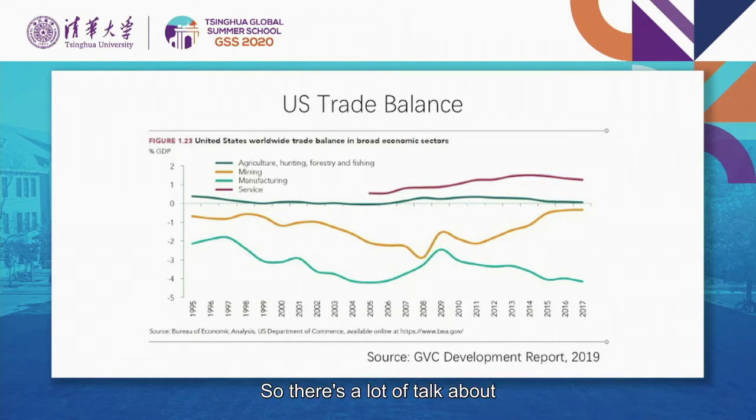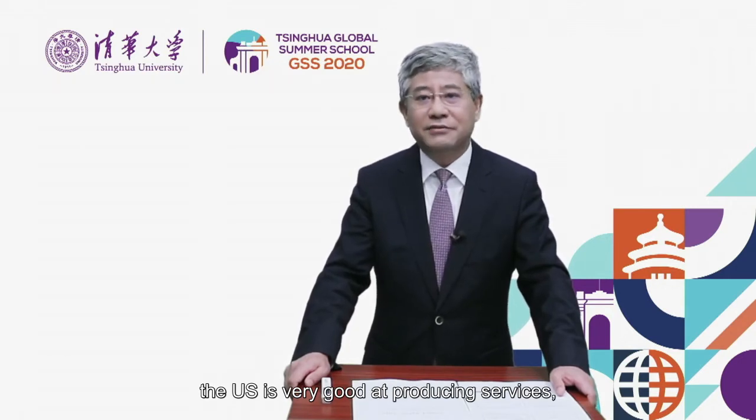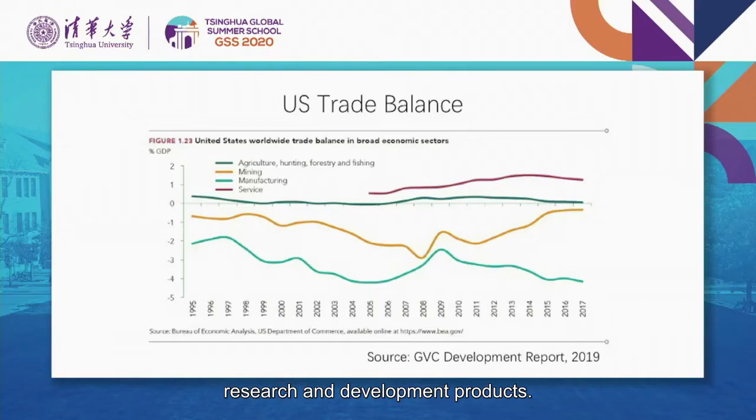So there is a lot of talk about this trade deficit of the U.S. economy. There are many different reasons for this large trade deficit in the manufactured products. One reason is that the U.S. is very good at producing services, especially financial services, business services, etc. The U.S. also exports education, exports research and development products. These are all service trade.